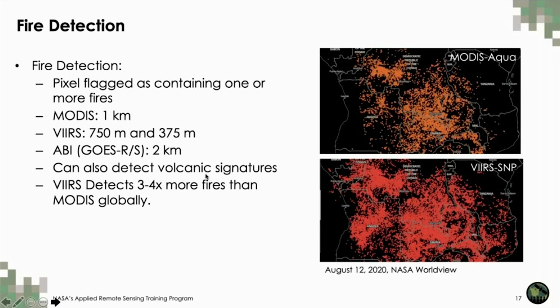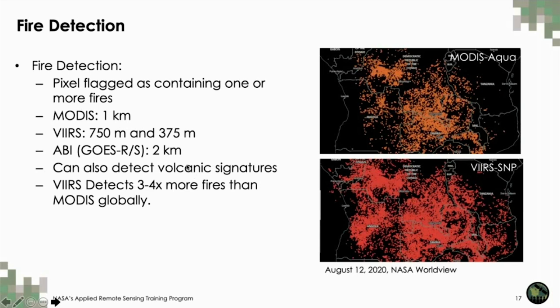In the case of MODIS, it is 1 by 1 square kilometer. In the case of VIIRS, there are two different resolutions, but most often we use 375 meter by 375 meter. So VIIRS is higher resolution compared to MODIS, and the pixel size in ABI is 2 by 2 square kilometers. These resolutions are defined for the nadir position, and this can change as we go to the edge of the satellite swath. Now, these fire data not only contain the active fires, but they can also detect volcanic signatures. So that is another type of fire identified in the data sets.